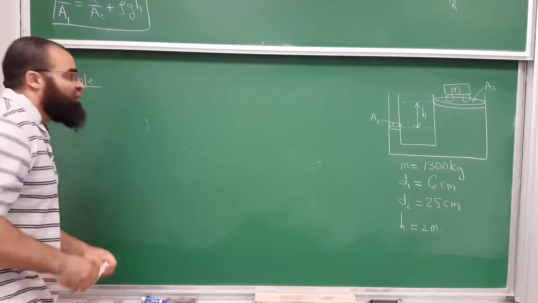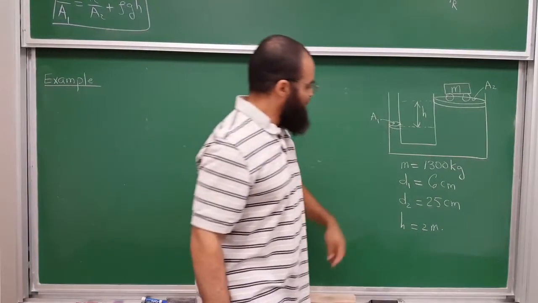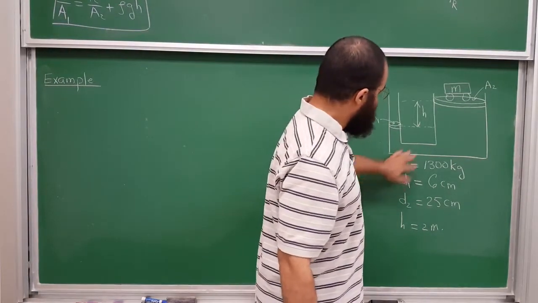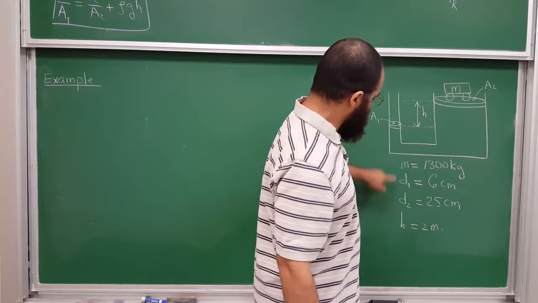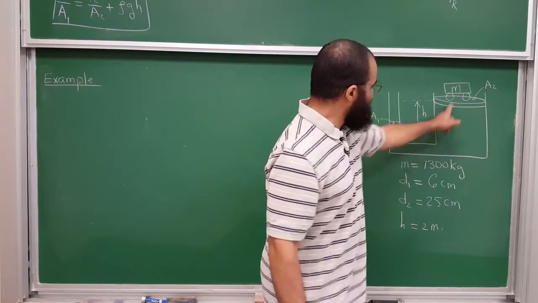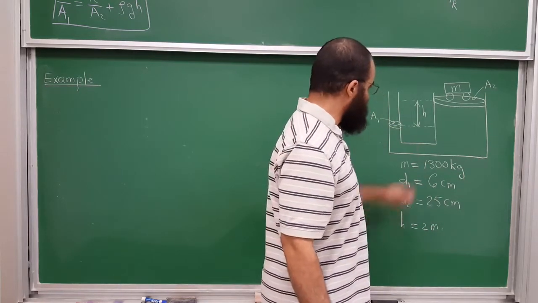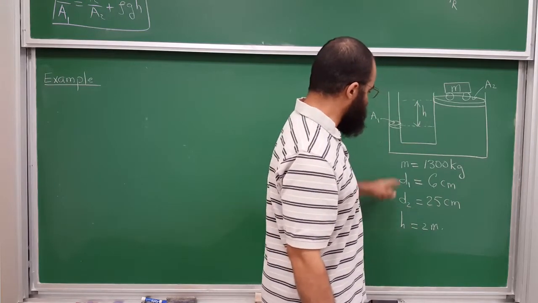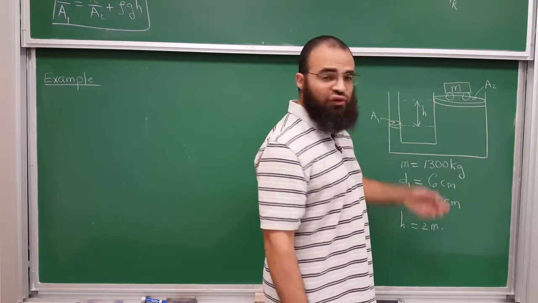So for example, let's say I have this. The diameter of this area here is 6 centimeters. The diameter here is 25 centimeters. The height difference is 2 meters. And the mass of the car is 1,300 kilograms.